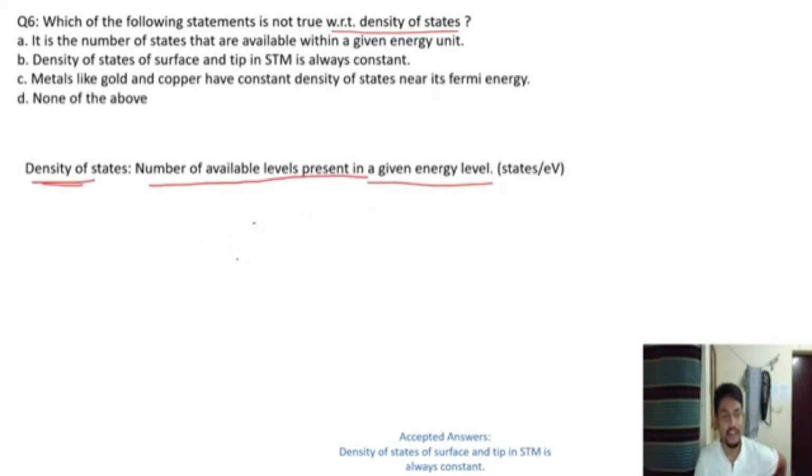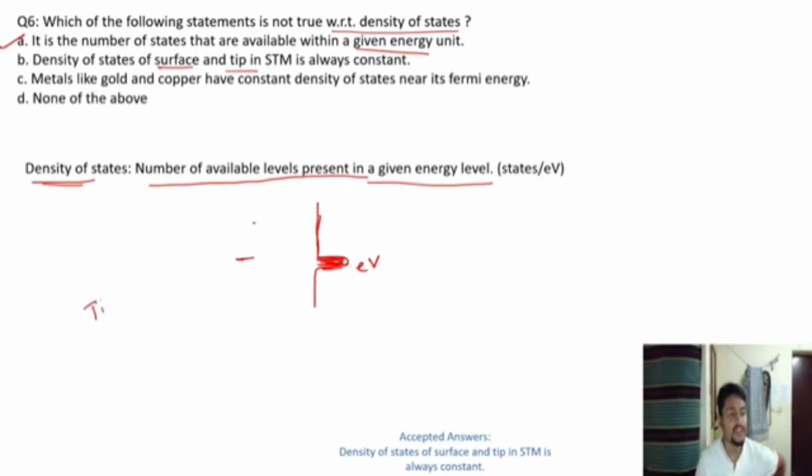Right, in any energy, this is the density of states. This is constant density of states. Whenever there is a surface state, we are getting some density of states. So in this electron volt, many such energy levels are there. So it is the number of states that are available within a given energy unit. That is obviously true.